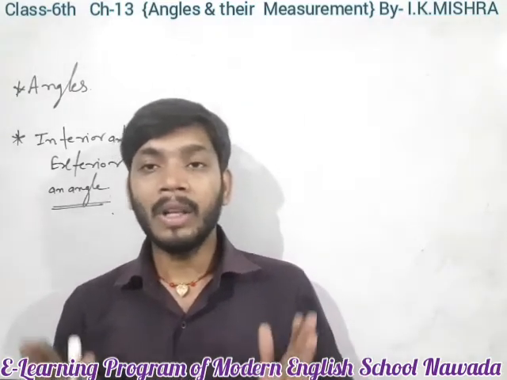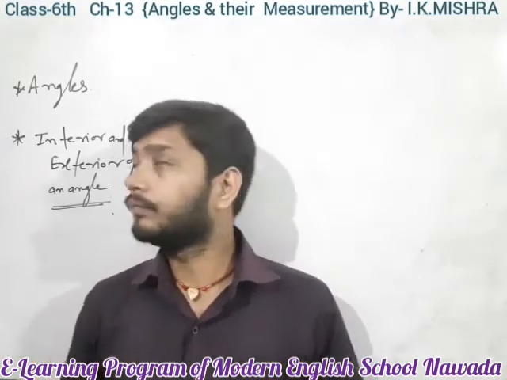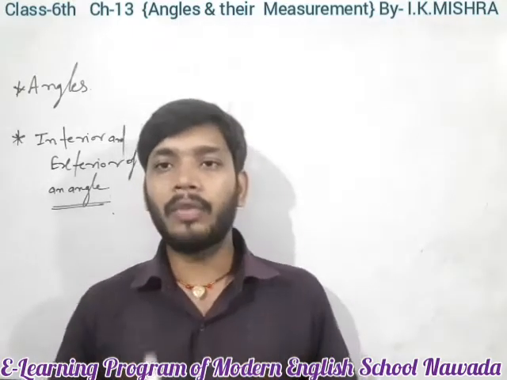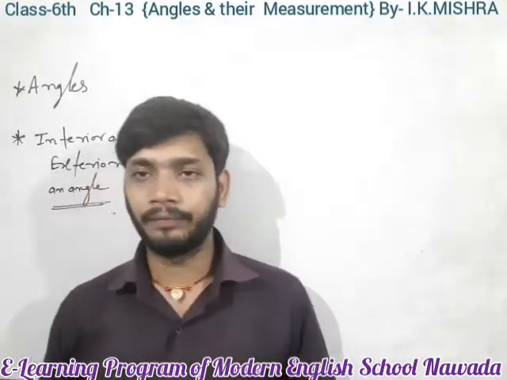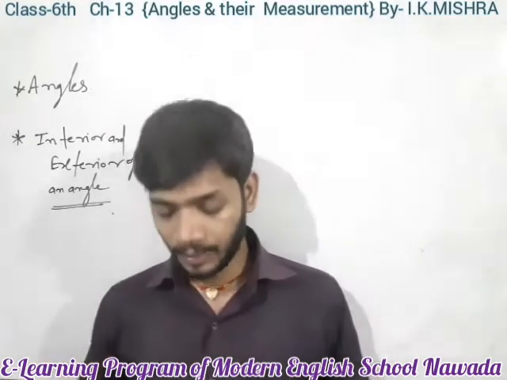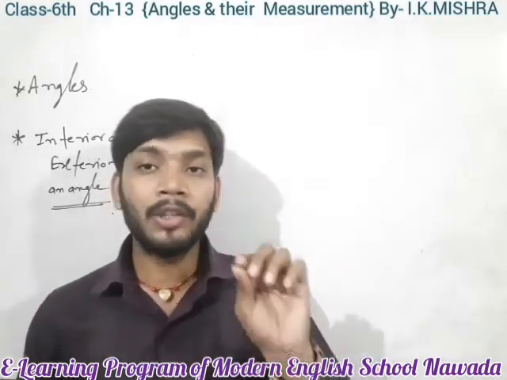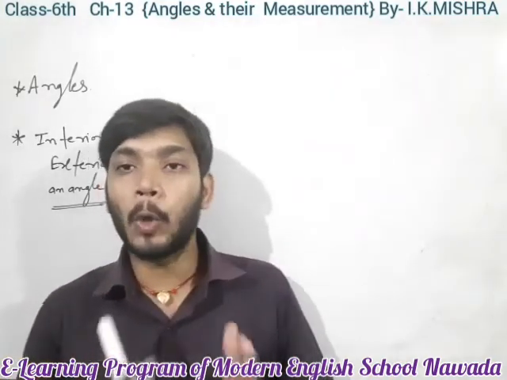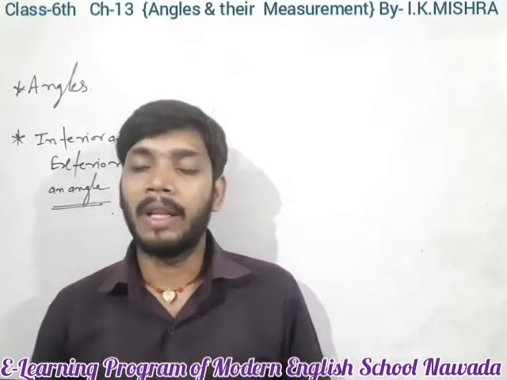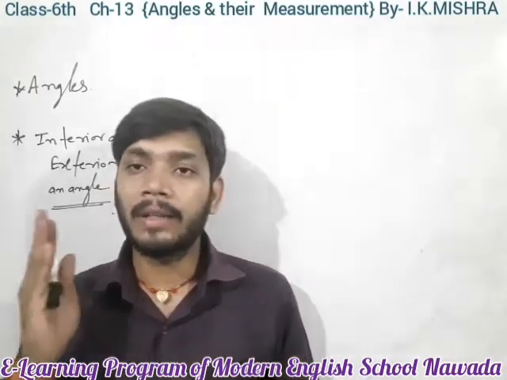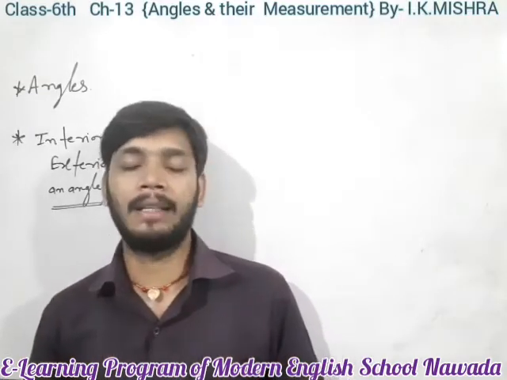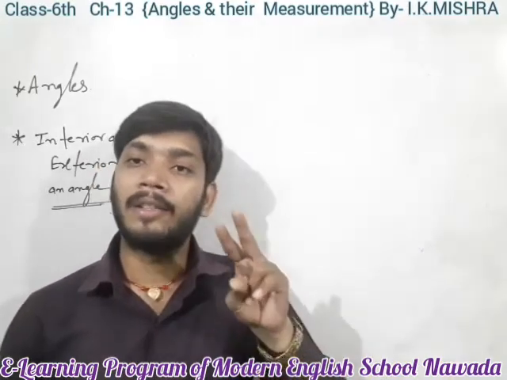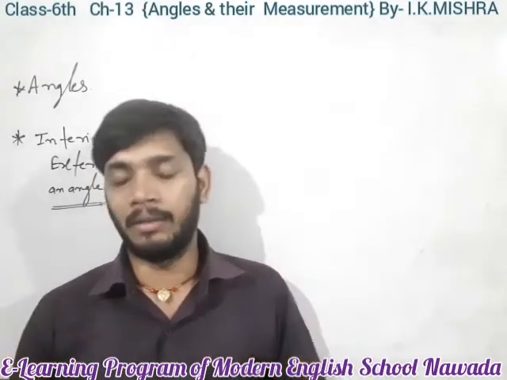Students, now start this chapter. First of all, know what an angle is. When two rays start from the same initial point and go in different directions, they form an angle. That means the definition of angle is two rays with the same initial point.